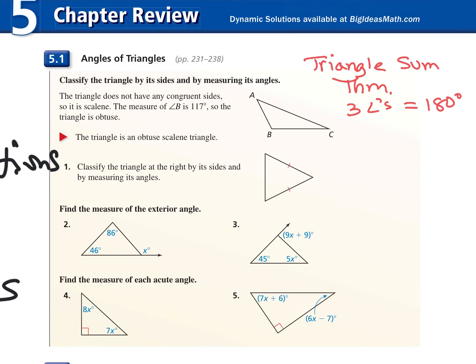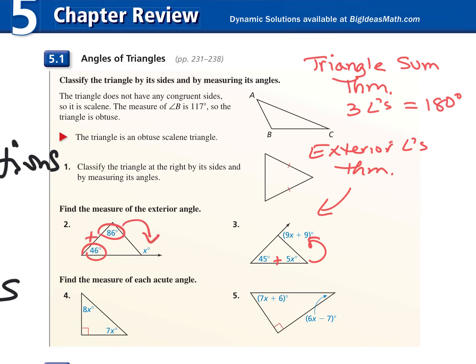Or if I give you expressions, know to take each one of the angles, add them, and set it equal to 180. The other thing we learned in this lesson was the exterior angles theorem. And that's what you're using to solve numbers 2 and 3. Just remember that the two non-adjacent remote interior angles, when you add these two, it's always going to equal the outside. Same thing here. If I were to add these two, it will equal the exterior angle.